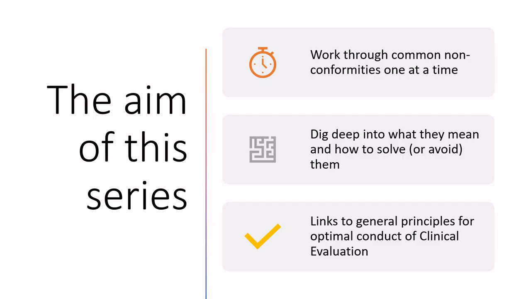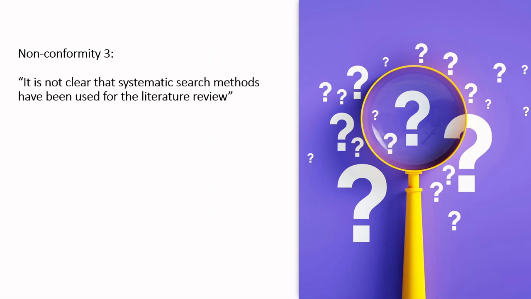So, episode by episode, we're working through common non-conformities one at a time and digging deep into what they mean and, importantly, how to solve or avoid them in the first place. And where possible, we try to link to general principles for optimal conduct of clinical evaluation. So, this is episode 3, and this time we're going to look at the following non-conformity. It is not clear that systematic search methods have been used for the literature review.